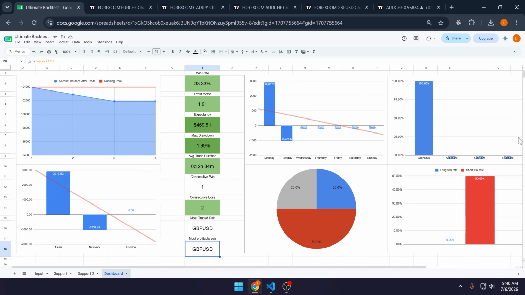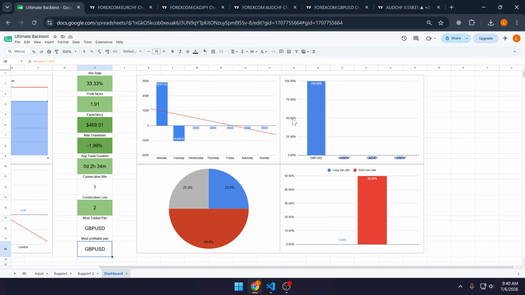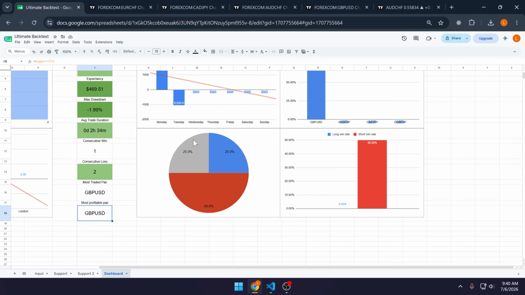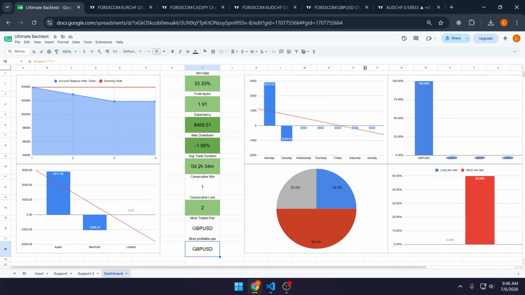All the weekdays, even Saturday, even though maybe I shouldn't. And these all are the win rate by pair. This is my TP, stop loss, and BE chart. And this is my short and long win rate. Okay. So this is a part of my KPIs.